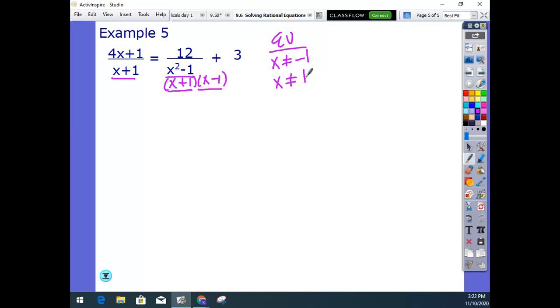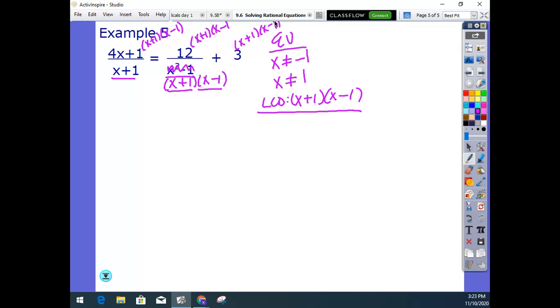All right. So I'm going to multiply through by the common factors to get rid of all my factors in the denominator. So notice my common denominator would be x plus 1 and x minus 1. I'm going to multiply the entire equation by the least common denominator, x plus 1, x minus 1.